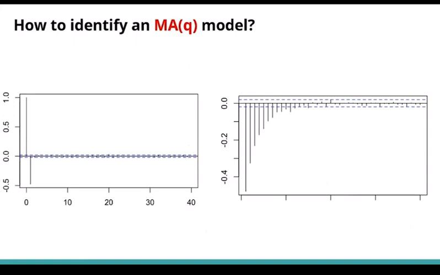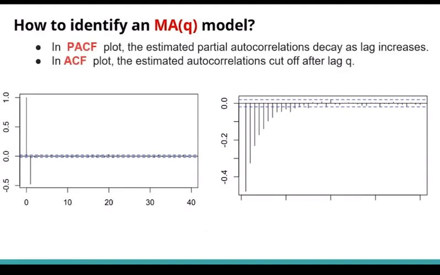Okay, now that we've done that, how can we also identify MA of order q models? I told you the other time we're going to switch it. In a situation where, in a PACF plot, the estimated partial autocorrelation decays as lag increases, then the appropriate model is going to be an MA of order q. And when the ACF plot tells us the estimated autocorrelation cuts off after lag q, then it's going to tell us MA of order q.